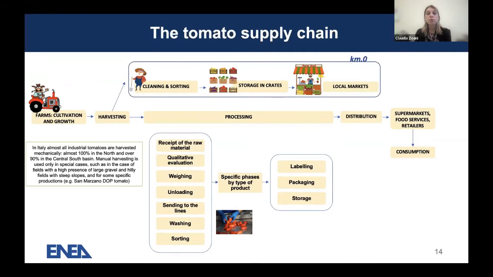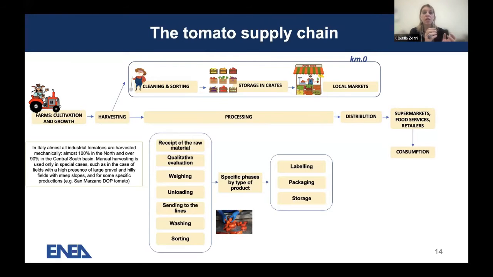So now we are going to focus on pesticide residues. Of course, primary production has the most relevant role, and it particularly affects the content of pesticides in fresh tomatoes. But if we are talking about processed products, we have to consider also the effect of the different treatments during processing on the fate of pesticide residues and how they reach the final product.